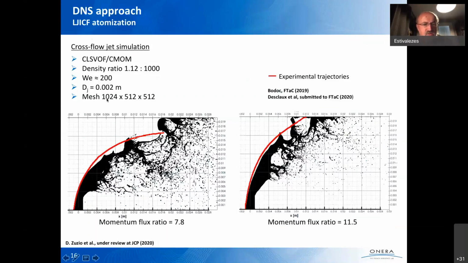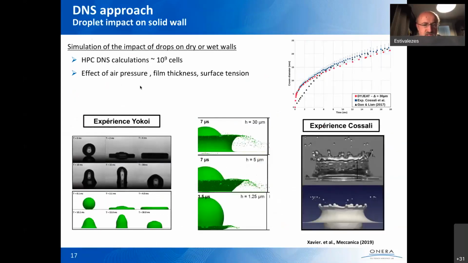You can see also that we play with quite a huge grid because, well, this is DNS simulation, so we have to simulate all the scales, even if for the liquid part we don't really know if we are resolved enough. Anyway, another example is a problem which is interesting us.